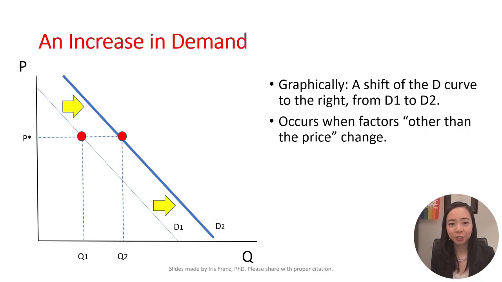Graphically, you see a shift of the demand curve to the right. We call this an increase in demand. A change in demand occurs when factors other than the price have changed.